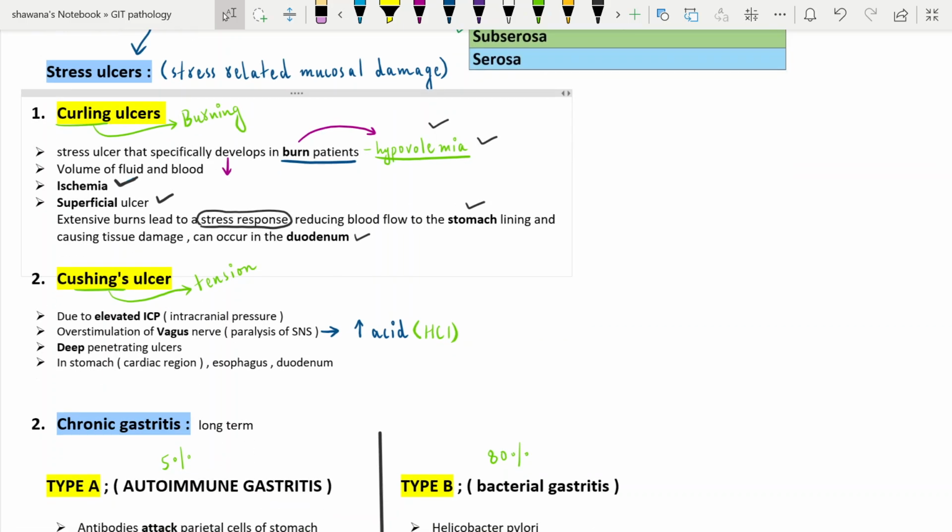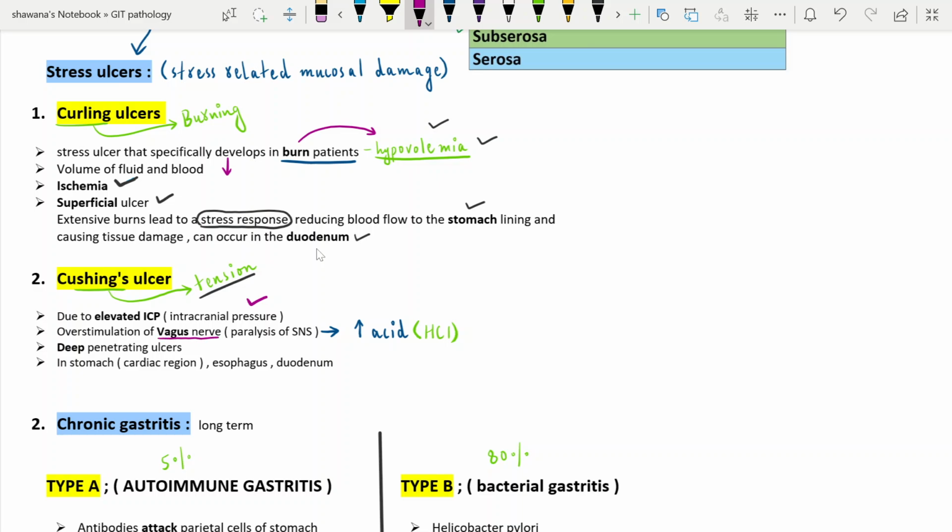The second type of stress ulcer is the Cushing's ulcer, and Cushing's ulcer has some relation to the central nervous system. Cushing ulcer is due to tension. Tension means in medical terms that there is elevated intracranial pressure or something wrong with the brain, something wrong with our cranium. Whatever the cause, it results in elevated intracranial pressure. And when the intracranial pressure goes high, it suppresses one of the nerves, which is cranial nerve 10, our vagus nerve.